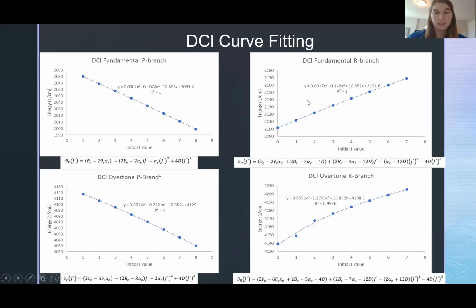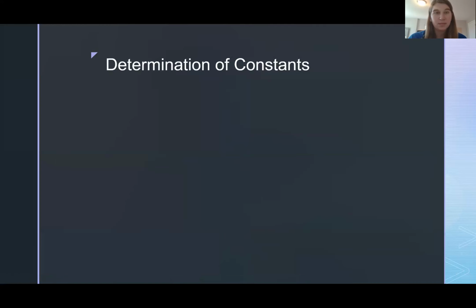This was also done for DCl, as you can see. And if you look at all of these different graphs, you can see that the R squared values are all one except for this DCl overtone R branch, which still has a very high R squared value, meaning that all of this data was relatively accurate and precise.